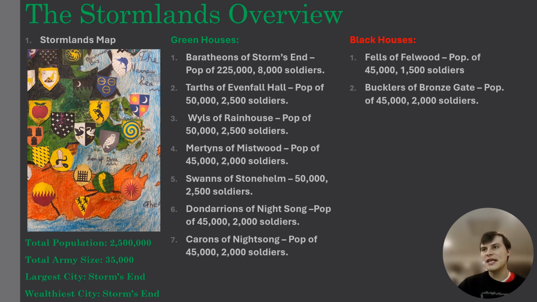Moving down to the Wylds, they have the yellow background with the blue little squiggly thing. It rains a lot. Their house is the Wylds of Rain House. They have a pretty average population, can field about 2,500 soldiers. And at this time, Jasper Wylde is one of the main Green supporters. He's the master of laws and plotted with Otto to install Aegon. The Wylds, again, are a wealthier house from this kingdom.